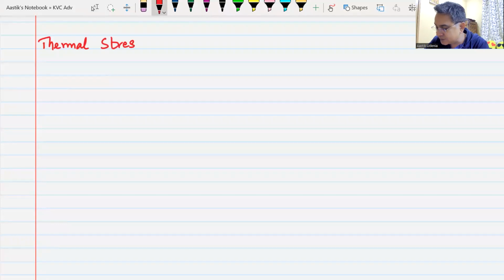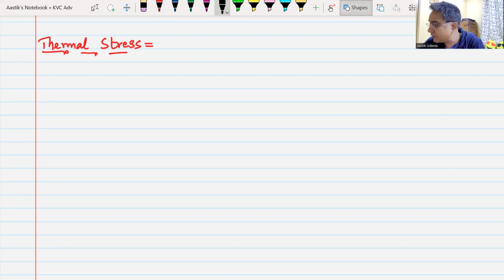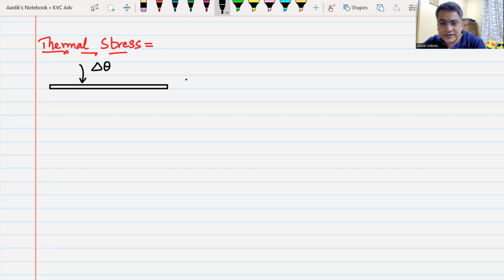Thermal stress. You might have heard about stress. Yes sir. This is thermal stress. What is this thermal stress? If I have a rod and I keep the rod like this, and then I increase the temperature of this rod by delta theta, will there be any stress?